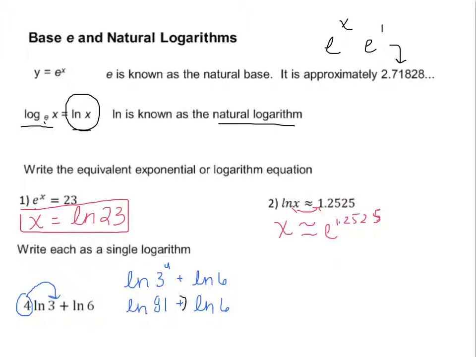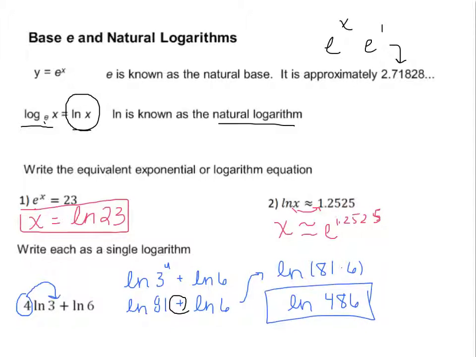Next, our properties tell us that when we add two logarithms, it's really multiplying on the inside. So this is the natural log of 81 times 6, and 81 times 6 is 486. So this is the same thing as the natural log of 486. So there we're just using our properties of logarithms to combine it and write it as a single log.